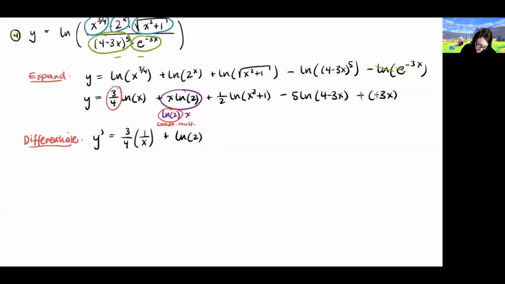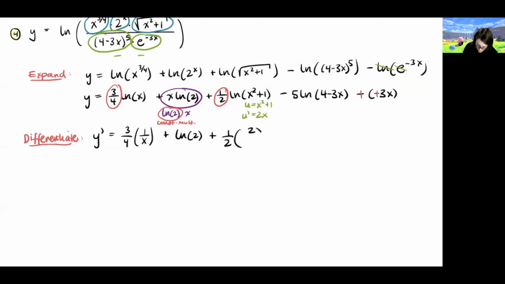Okay, moving along here, we've got another constant multiple in the 1/2. So that's just going to stay. And we've got to multiply by the derivative of the natural log of x squared plus 1. Here we have a u situation. u is x squared plus 1. So the derivative of that is going to be 2x. So the derivative of the whole natural log will be u prime over u, so 2x over x squared plus 1.